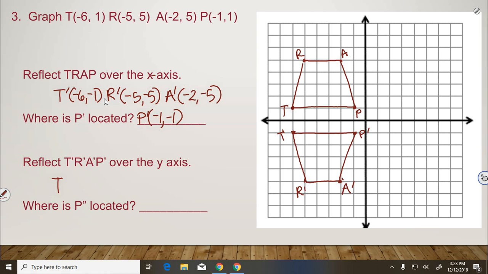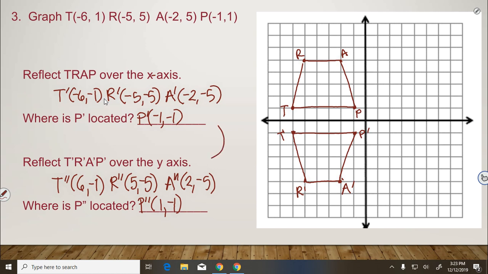So T double prime now, because we're doing something twice, is going to become (6, -1). R double prime is going to become (5, -5). A double prime is going to become (2, -5). And lastly, P double prime is going to become (1, -1). Reflecting over the y-axis, only changing the sign of the x from the points above.